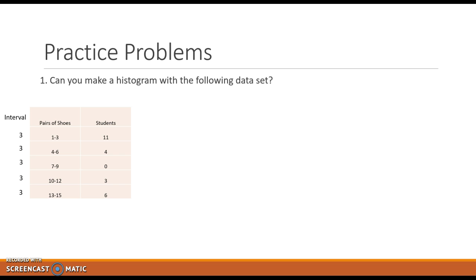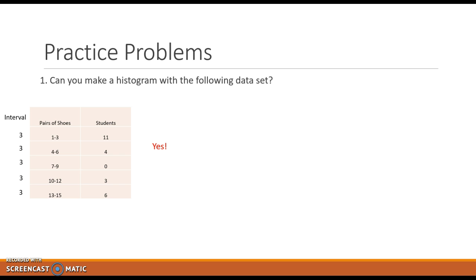So the first thing we should look at is the interval. The intervals must be equal. So looking between 1 and 3, we see 3. Between 4 and 6 is 3. Between 7 and 9 is 3. Between 10 and 12 is 3. And between 13 and 15 is 3.